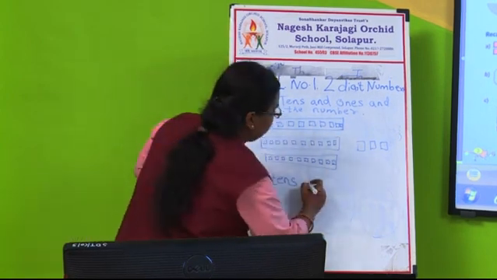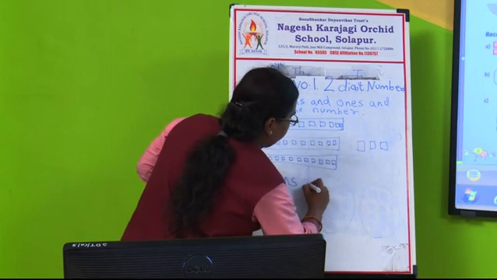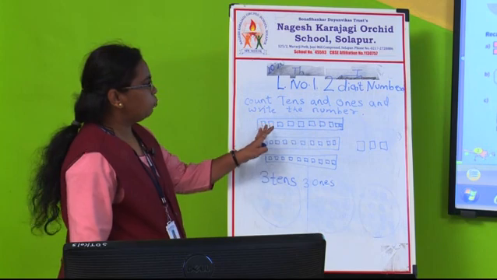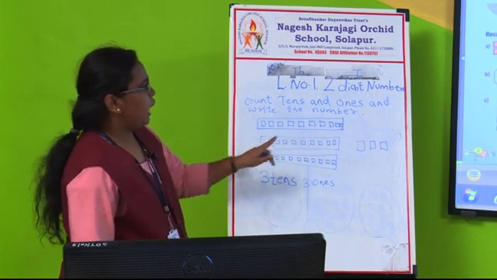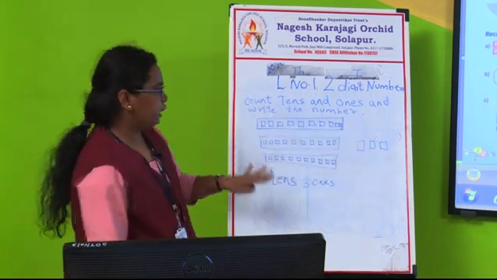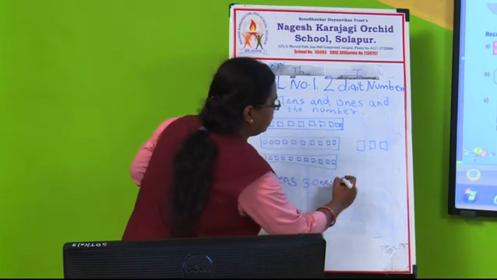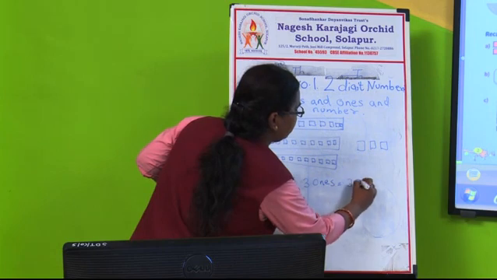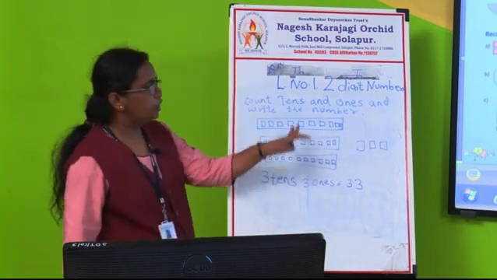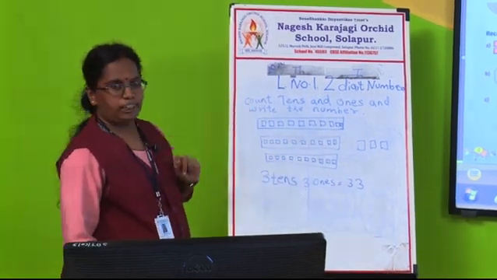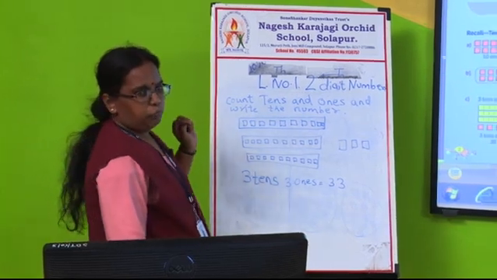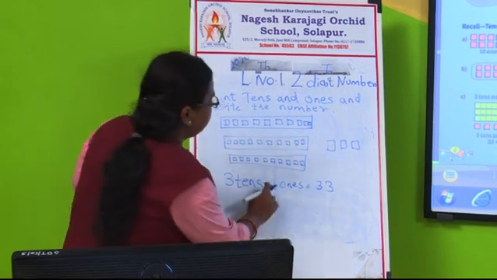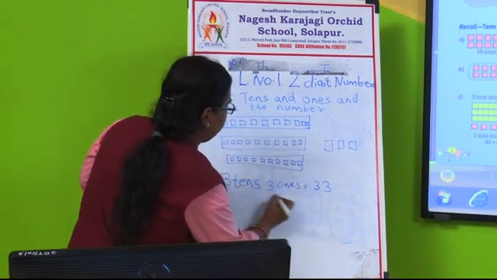So 3 tens, these 3 are there, and in all these 3 there are 10 boxes. So 3 tens and 3 ones. Here are individual boxes. In this there are 10 boxes, and in this there are individual 3 boxes. So 3 tens and 3 ones is equal to 33. In this way you can solve this. This is one example. Again another example I can tell you: 3 tens and 6 ones, you can do this.